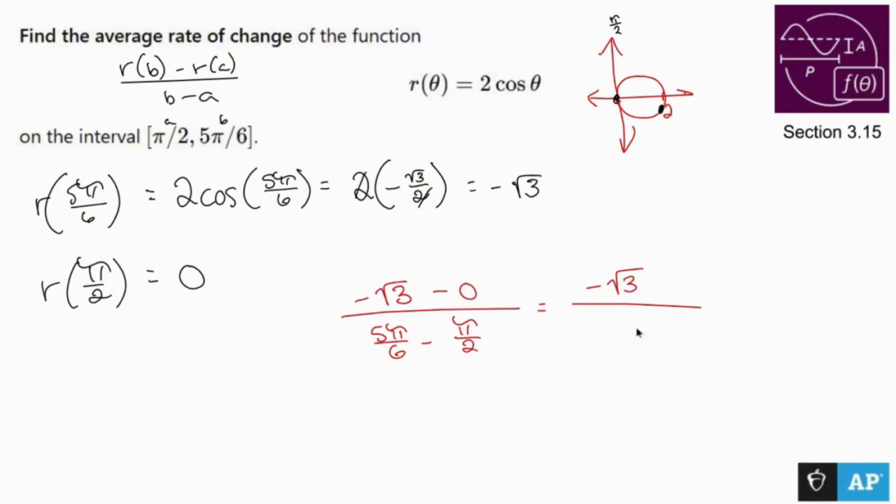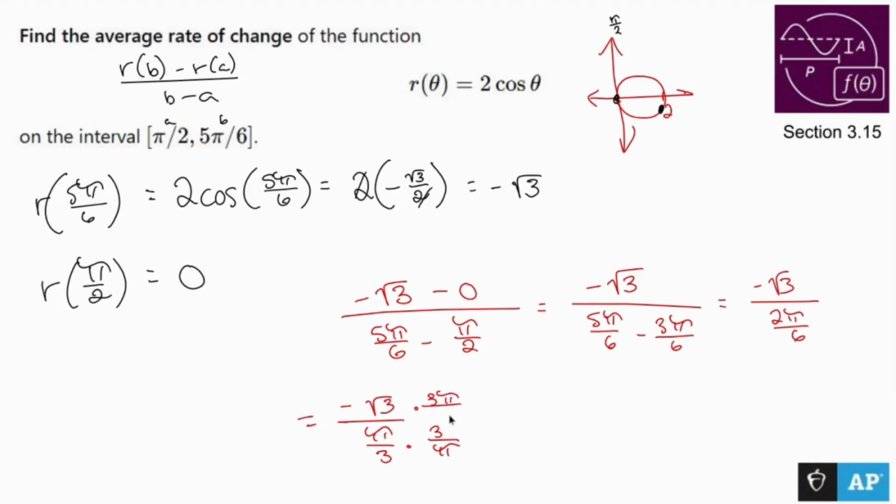I need to multiply the top and the bottom of you by 3, so that gives me 5 pi over 6. That doesn't change, but minus 3 pi over 6. Okay, so that's going to give me negative root 3 over 2 pi over 6. So that's going to be negative root 3 over pi over 3. Multiply the top and the bottom by 3 over pi. Yep, 3 over pi, not 3 pi, 3 over pi.